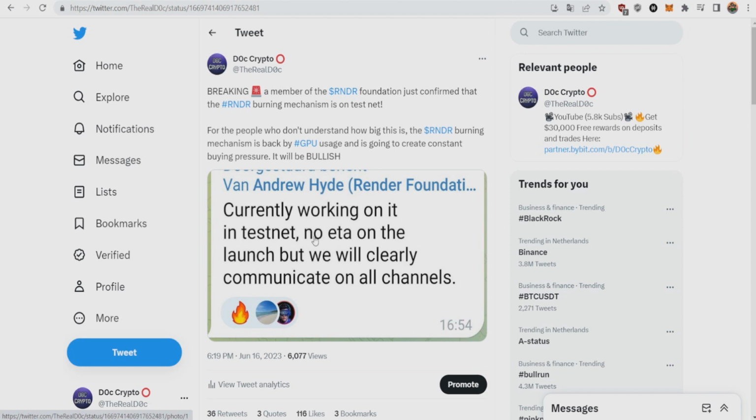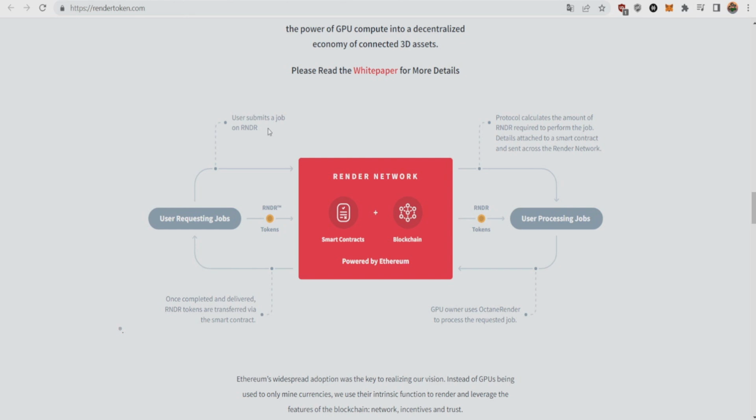But you guys might be wondering, well, Doug, why does the Render token actually need a burning mechanism? Well, currently how the Render network works, on one side there's someone who requests a job and he can pay with Render tokens or even with fiat, and on the other side there will be a node operator who will get paid for the rendering job in Render tokens or even in fiat. So there's actually not really a value currently for the Render token, because if the node operator just sells the Render token, well, it's just a trade then. It's not really a reason why you would want to hold Render token. But this all changes with the burning mechanism.